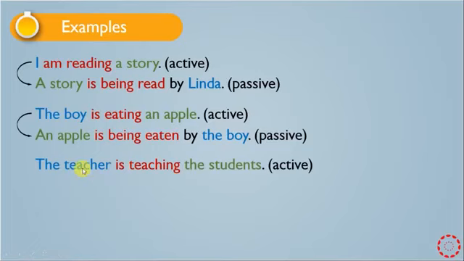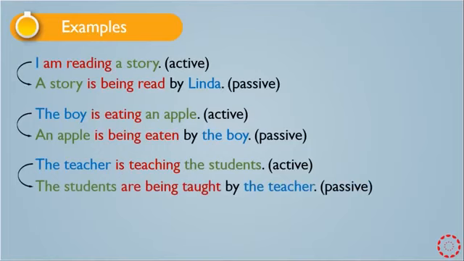by the boy. Another example, the teacher is teaching the students. The teacher is the subject, is is verb to be, and then teaching is verb ing. The students is an object. We say the students are because students is plural. We say are, and then we have being. And after being, we have to use the past participle of the verb, which is taught. Teach became taught by the teacher.